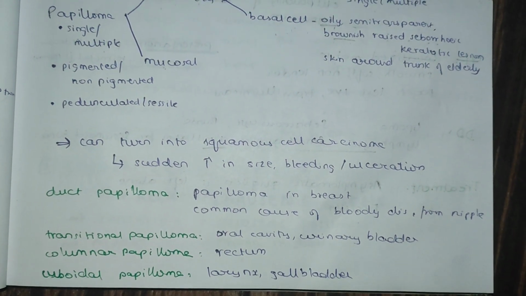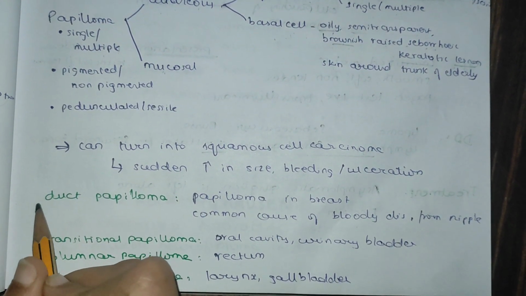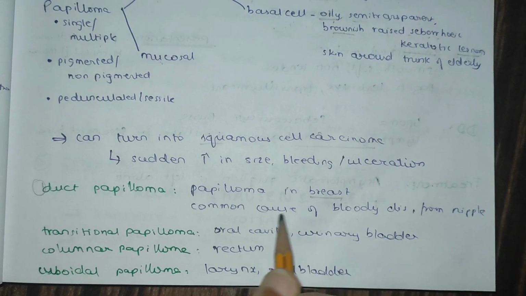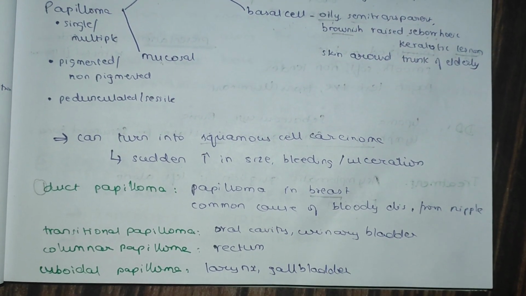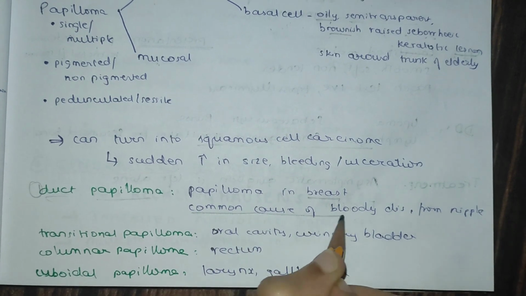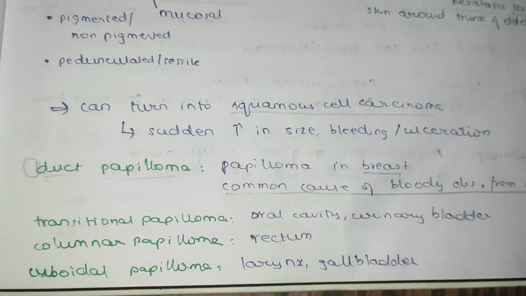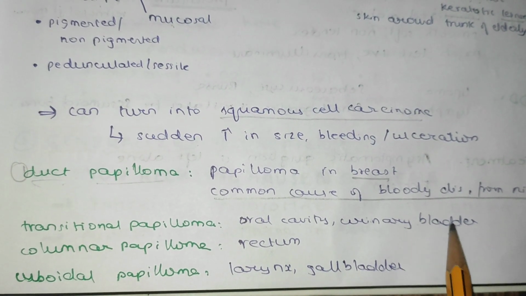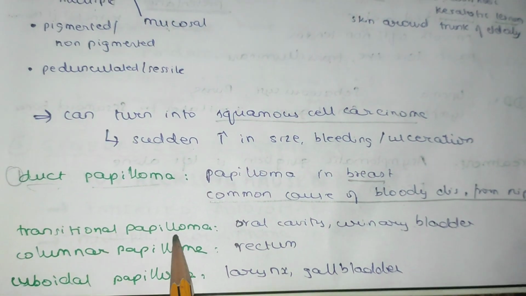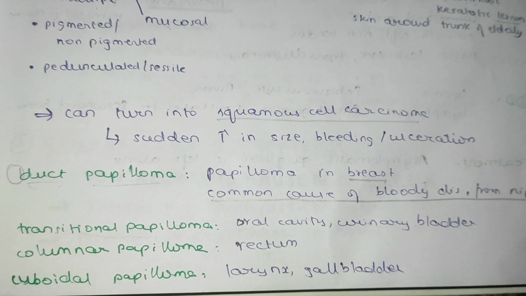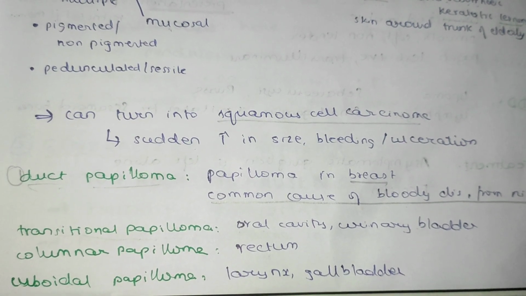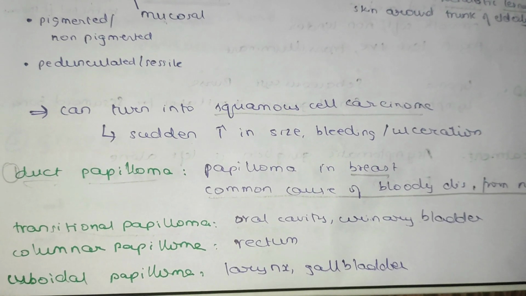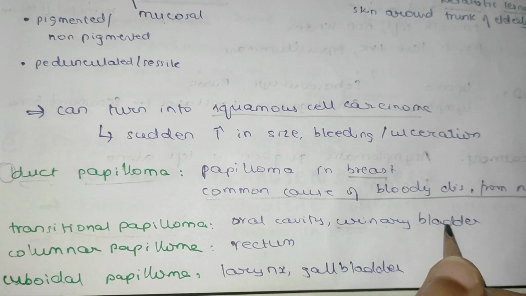Next, the types, or forms, of papilloma. First is the ductal papilloma. Ductal papilloma occurs in the breast, and the common cause of bloody discharge from the nipple is the ductal papilloma. Transitional papilloma is present in the oral cavity and urinary bladder. It arises from transitional epithelium, which is a stratified epithelium made of many layers of cells and capable of stretching. The urinary bladder is actually made of transitional epithelium.